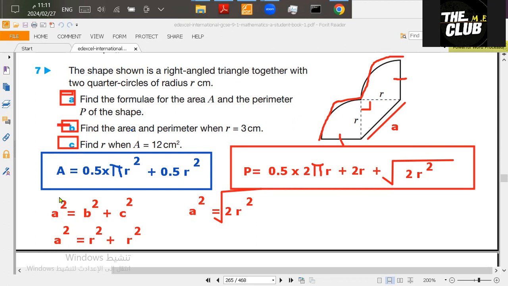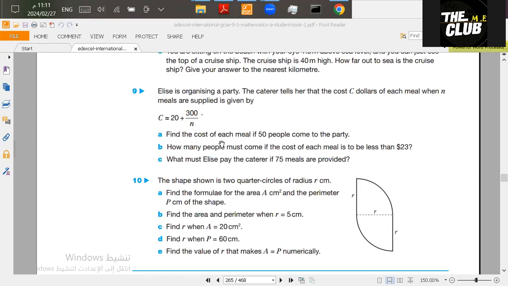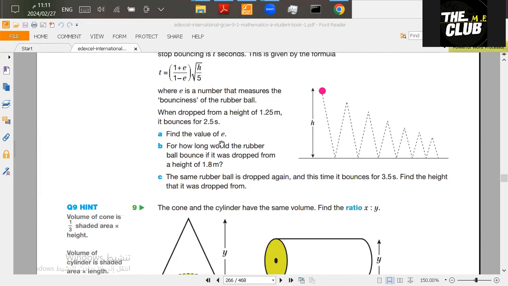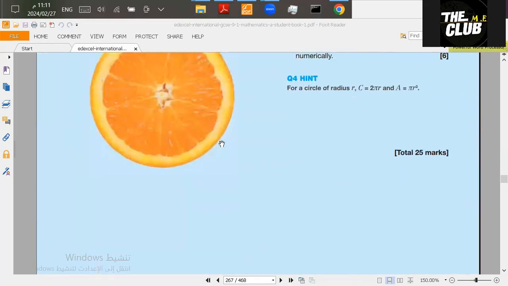Now, these are the most important shapes in this chapter. And you have to understand the ideas of answering these questions, okay?